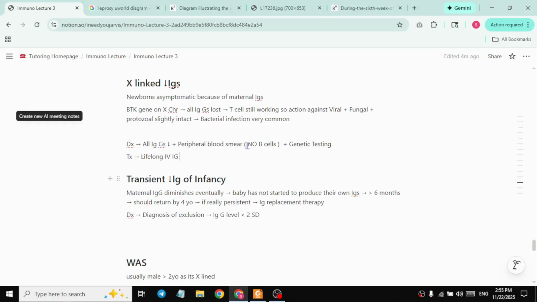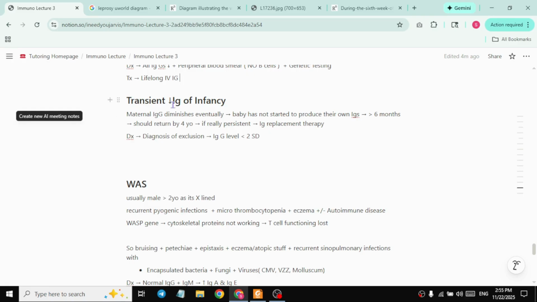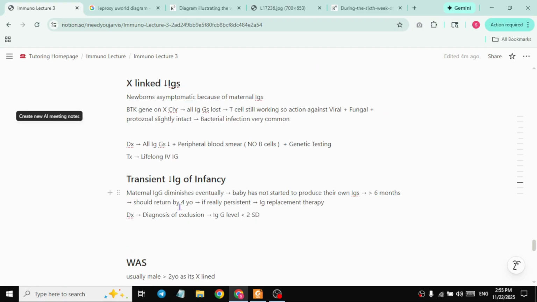Okay. Now, one other thing that I found was this diagnosis of transient low immunoglobulin of infancy. The thing is, it's a good thing to ask and compare between these two things, between Bruton and transient. Okay, you see, when the maternal Igs diminish, as we talked about, sometimes the baby does not start to produce their own Igs. Okay, when is it a problem? If it has become more than 6 months and the baby still hasn't had enough IgGs, right? Then it's called the transient decrease of immunoglobulins in infancy.